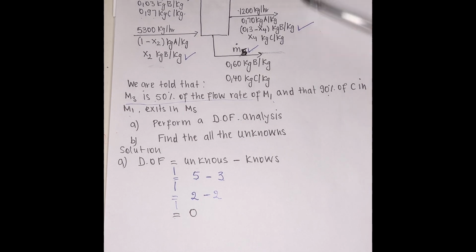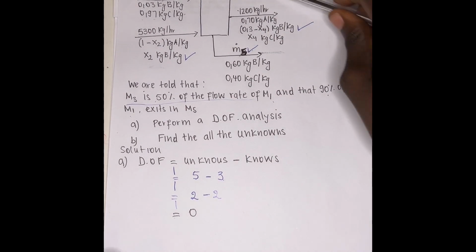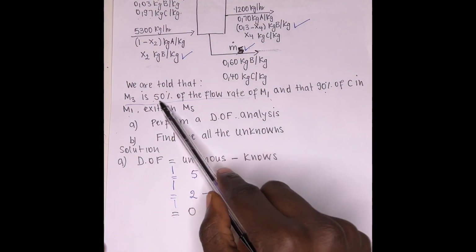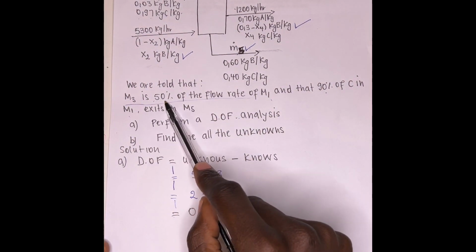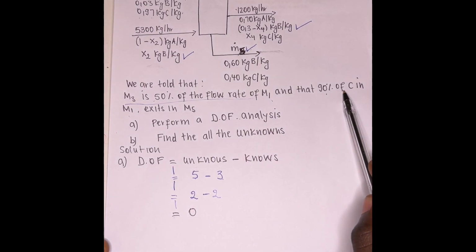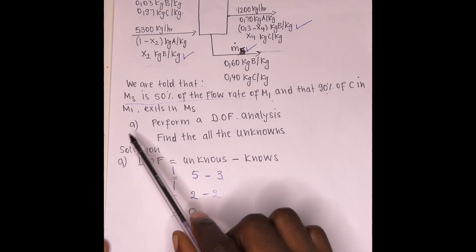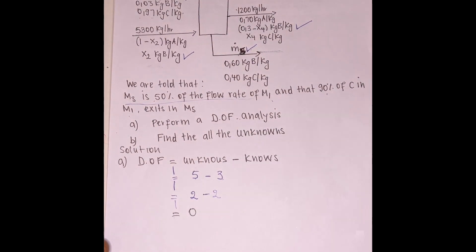And then I'm the one who wrote this because I want to explain why I put it. This is the question, guys. They say we are told that M3 is 50% of the flow rate of M1, and then that 90% of C in M1 exists in M5. The question is to perform the degree of freedom analysis. So they ask you to find the degree of freedom.